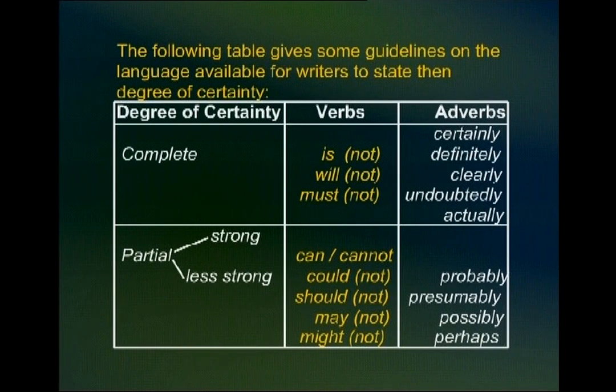You are 100% sure. When you are again 100% sure, you can say will. This will happen. This must happen. Or this must not take place. These are expressions that show a complete degree of certainty. Even with adverbs like certainly, definitely, clearly, undoubtedly, actually, these are all adverbs that you can use with complete assurance, with complete certainty. These words convey that feeling.